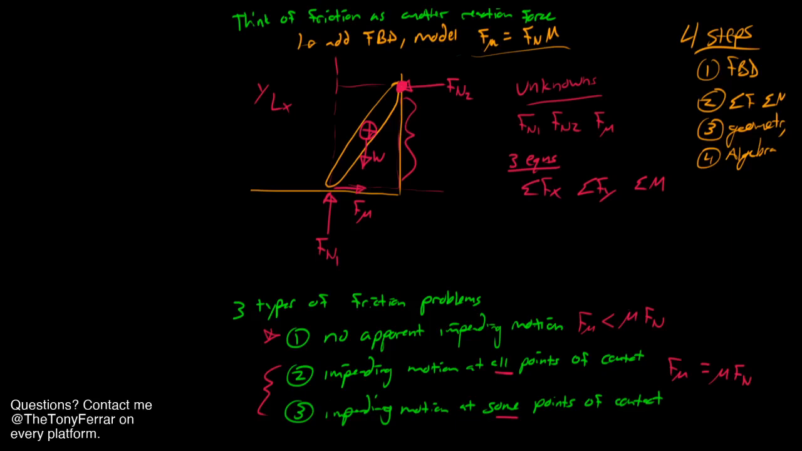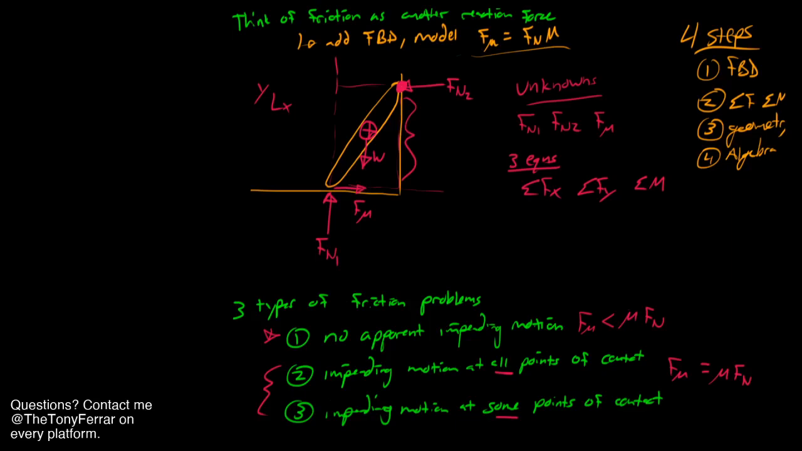The last thing I like to say is when we're dealing with these three types of friction problems, you can think that if it's a no apparent impending motion problem, really what we're doing is we're just saying, okay, so what's the friction force that happens? A lot of times we'll just look for it directly. When we're dealing with impending motion problems, those usually look like questions asking, is this going to slide, or what's the maximum load before it slides, right?